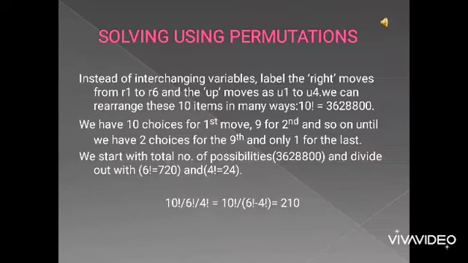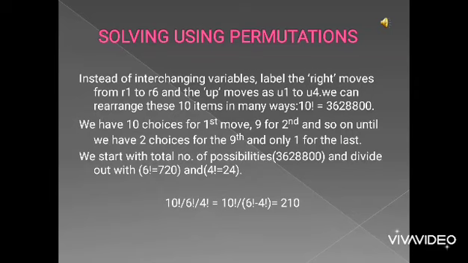The second method is by using permutations. Instead of interchanging variables, label the right moves from R1 to R6 and the up moves as U1 to U4. We can rearrange these 10 items in many ways, that is 10 factorial, equal to 36,28,800. We have 10 choices for the first move, 9 for the second, and so on until we have 2 choices for the ninth and only 1 for the last.